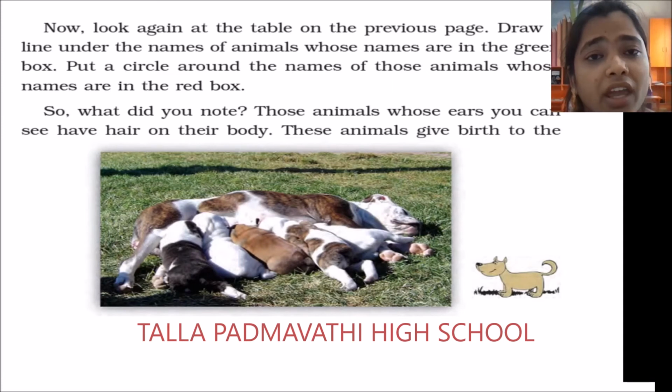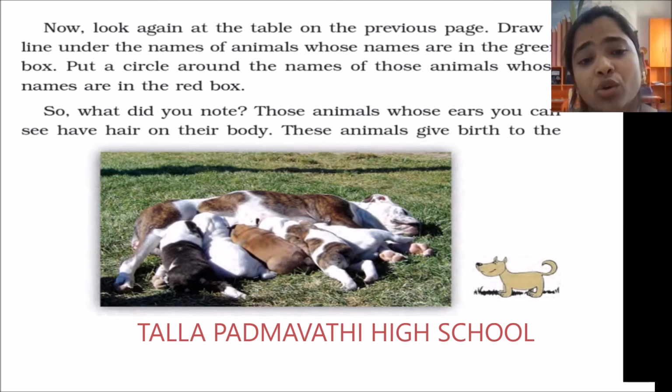Now look again at the table on the previous page. Draw a line under the names of the animals whose names are in the green box. Put a circle around the names of the animals whose names are in the red box. So what do you note? Those animals whose ears you can see have hair on their body. The animals give birth to the young ones.